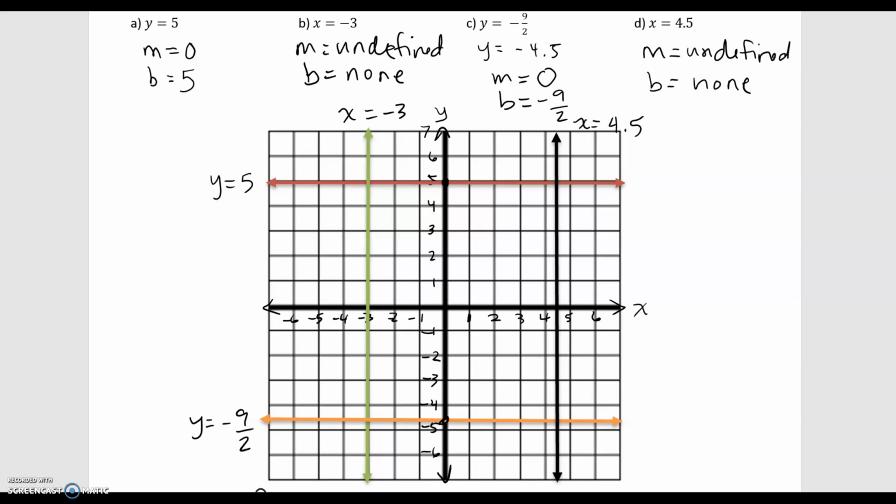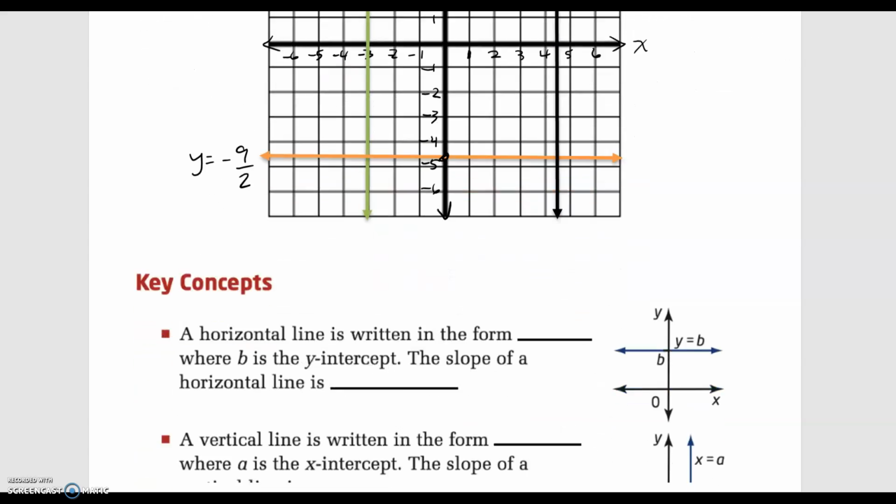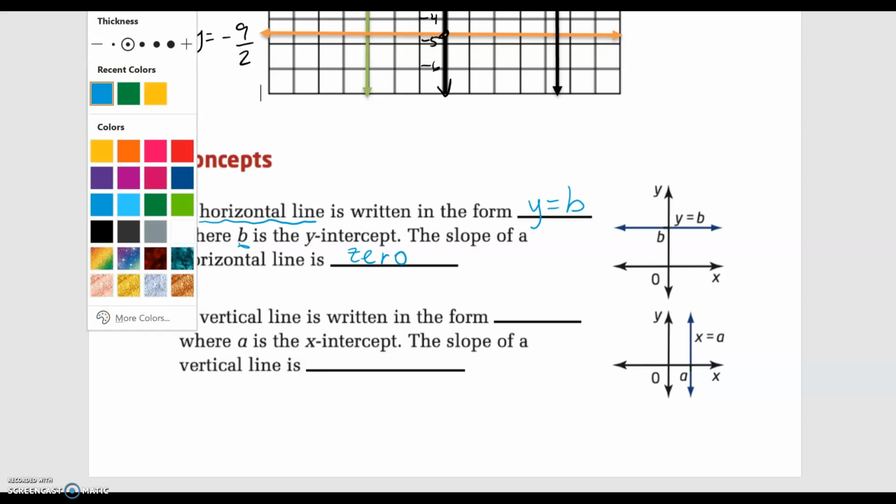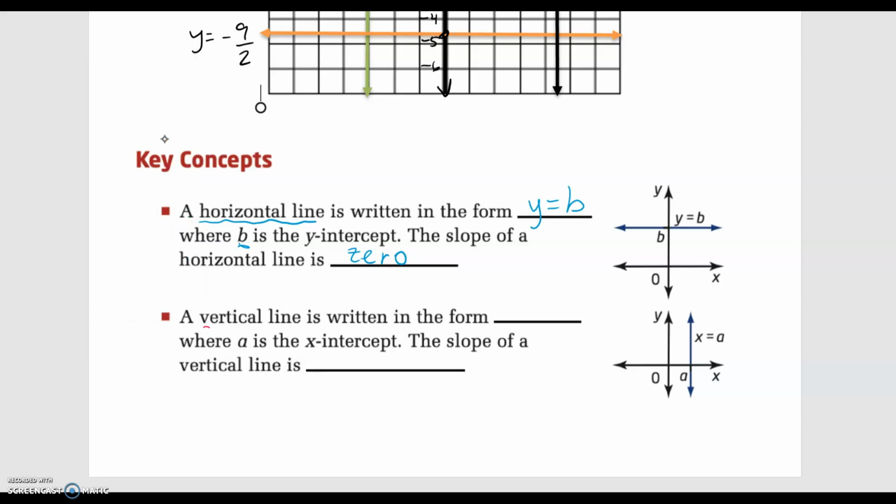Okay, so the concept's not that hard, but it can be hard to remember because it doesn't come up this often. So I have a little note at the bottom for key concepts. This is to help you remember. Let's start with the horizontal line: it is written in the form y equals b, where b is the y-intercept. The slope of a horizontal line is 0. And then for a vertical line, it is written in the form x equals a, where a is the x-intercept, so that's where it crosses on the x-axis. The slope of a vertical line is undefined.